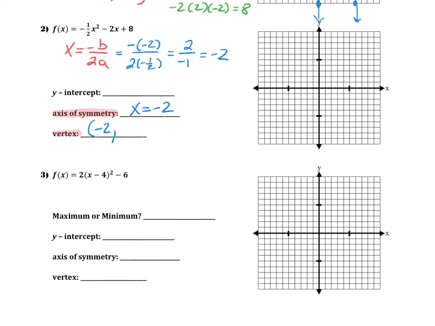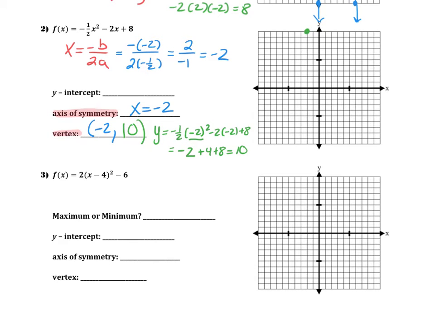Now I can take that negative 2 and plug it back into my original equation to solve for the y of the vertex. So that would give me 4 times negative 2, or negative a half would be negative 2. So it's going to be (negative 2, 10) that is going to be my vertex. All the way at the tippy top here.